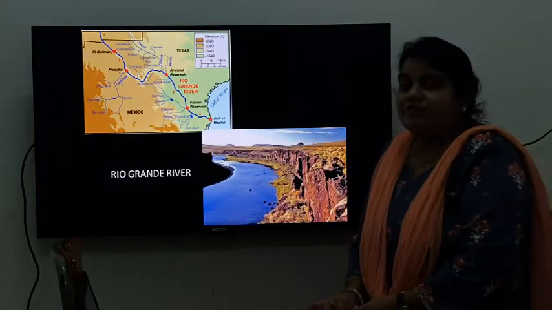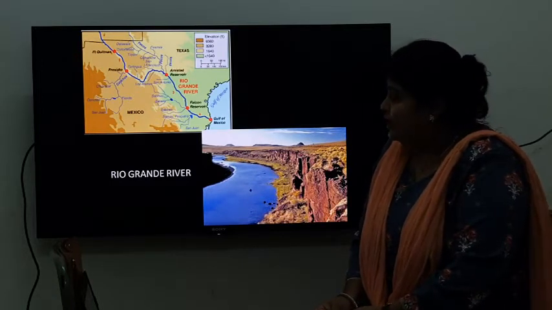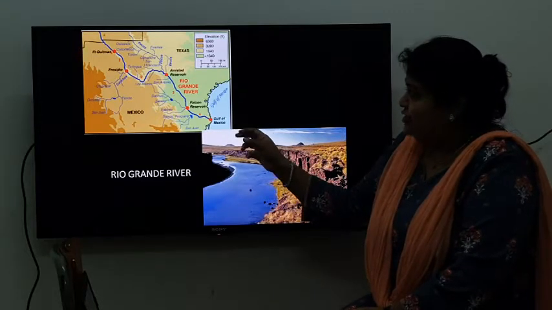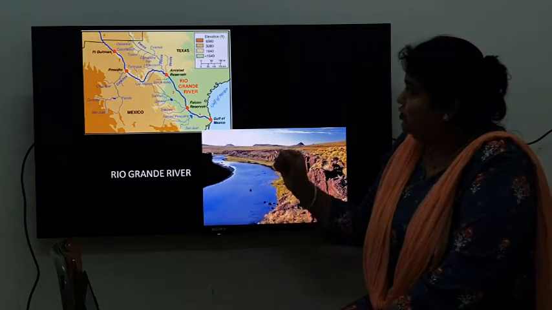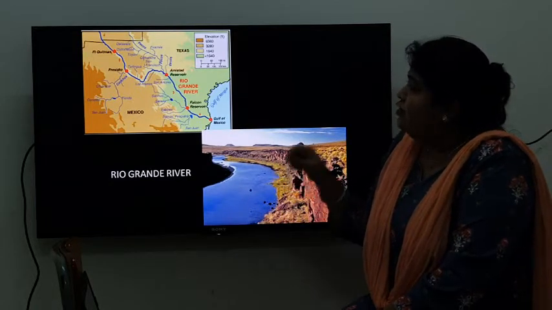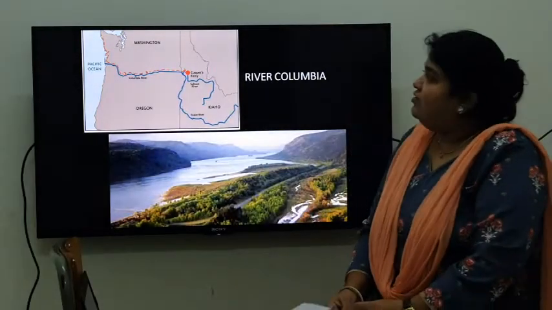The next important river is Rio Grande. This Rio Grande originates in western Cordilleras, and it moves southwards and then meets Gulf of Mexico. So Gulf of Mexico is the mouth of River Rio Grande, and this particular river forms the boundary between USA and Mexico.